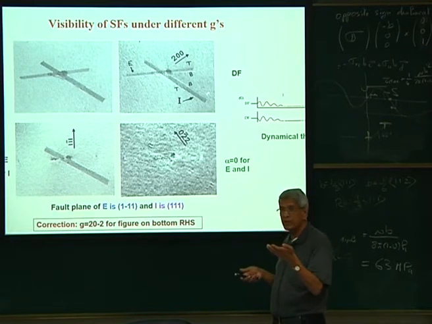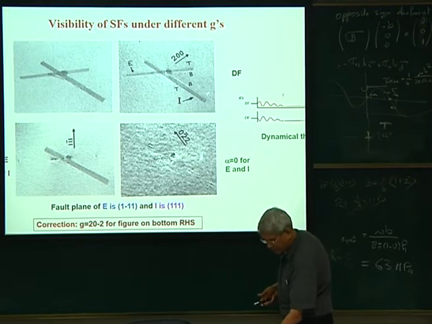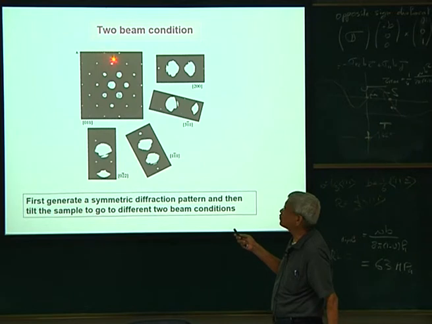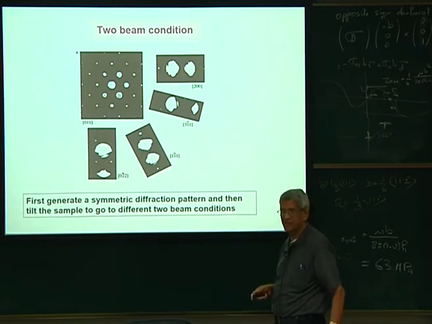No, G is the vector, the diffraction vector. That is like when we have taken a diffraction pattern, right? If I index this as a 110 type of pattern, this will be 0, 0, 0, this will be 2, 0, 0, this will be 2, 2, 0 type of reflection. So if I take a 2 beam condition with this one, then this is called the G vector, okay?